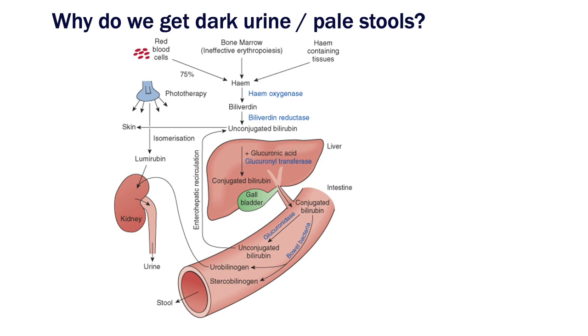If we have an obstructive jaundice, we stop the conjugated bilirubin exiting the liver and entering the small intestine. This means we get no further reduction of the conjugated bilirubin, so we don't get stercobilinogen or urobilinogen. If we don't get the stercobilinogen, we lose that dark colour to the stool, so we get pale stools. If we lose the urobilinogen, which gets excreted in the urine, we lose our urine colour and we get dark urine.